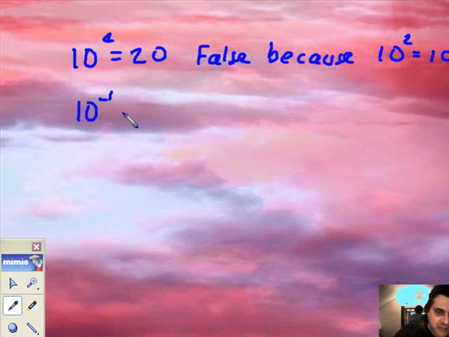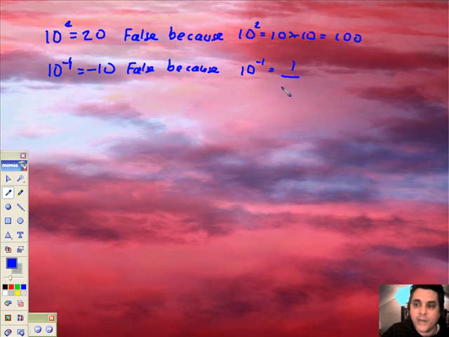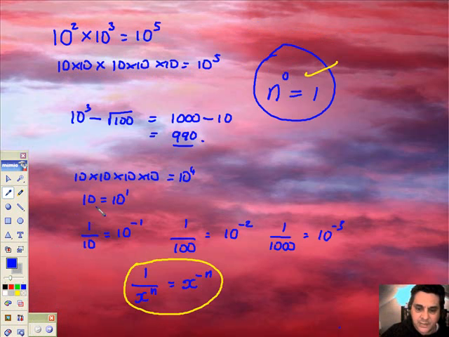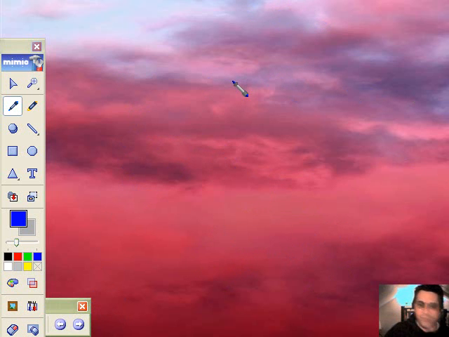Next one, is 10 to the power of minus 1 the same thing as minus 10? That's also false. We'll prove it now, because again we have to do this to get our marks. 10 to the power of minus 1 means 1 over 10 from the previous page. Let's just show you what that is. There you go, right there. Alright, so that's the reason.